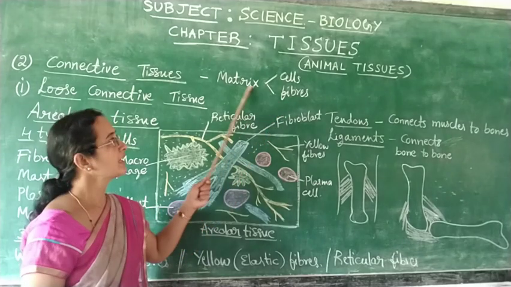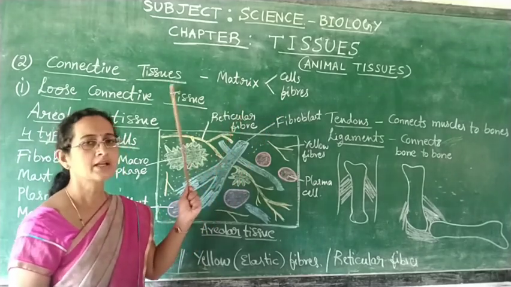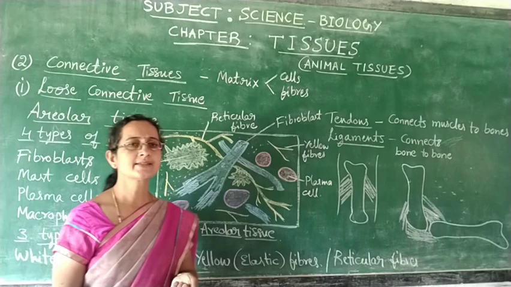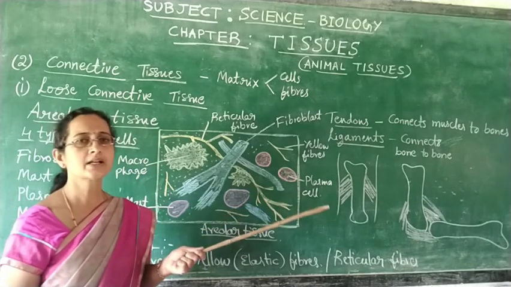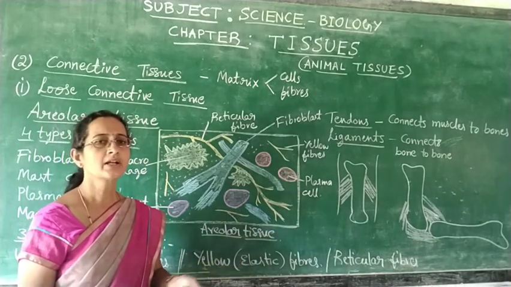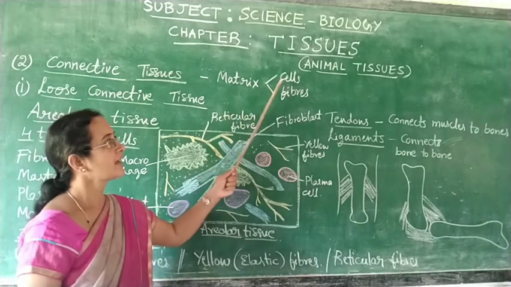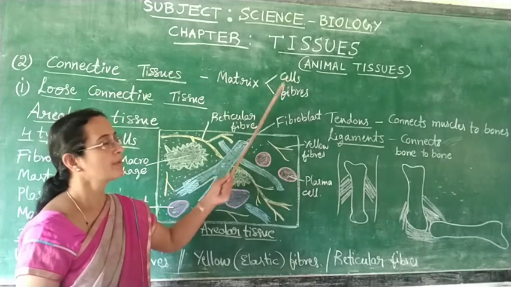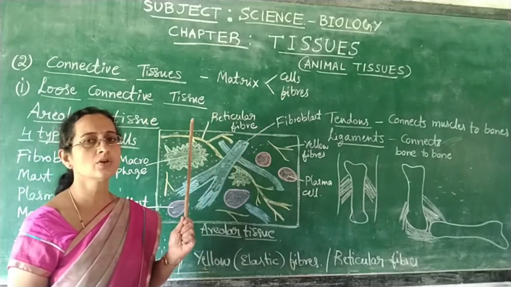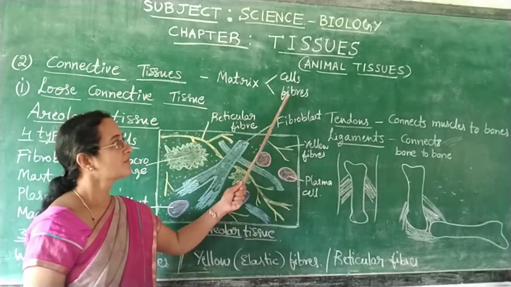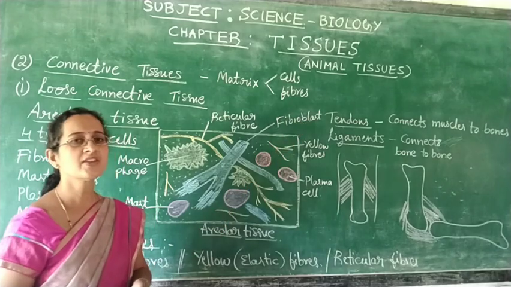So depending on the type of the matrix, connective tissue may be considered as loose connective tissue, dense connective tissue and fluid connective tissue. This matrix is having certain type of cells depending on the type of connective tissue, whereas it is having the fibers which are of specific nature.